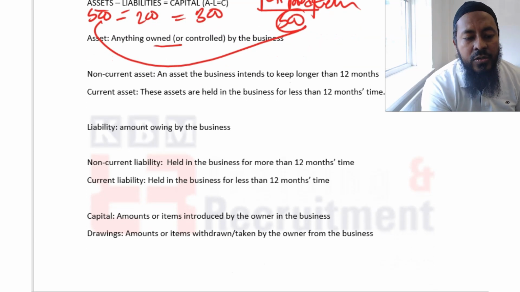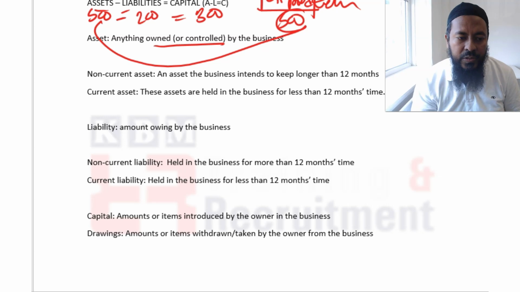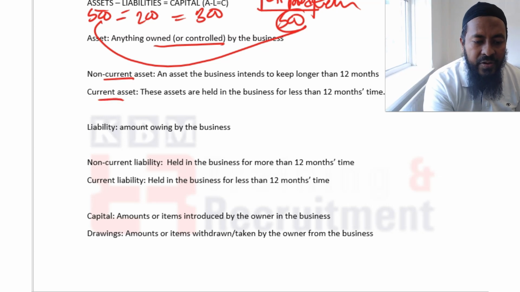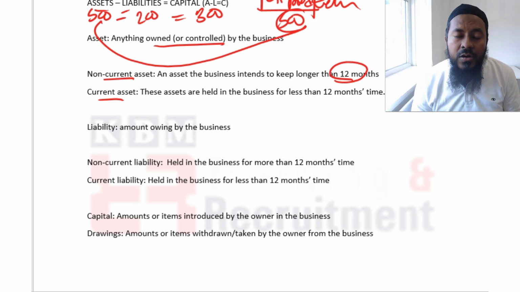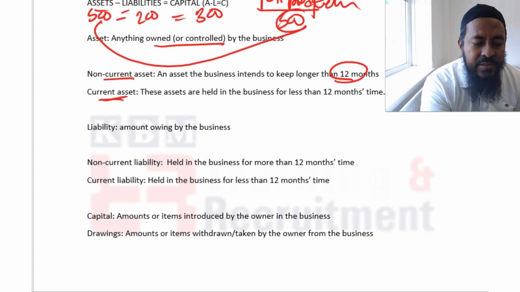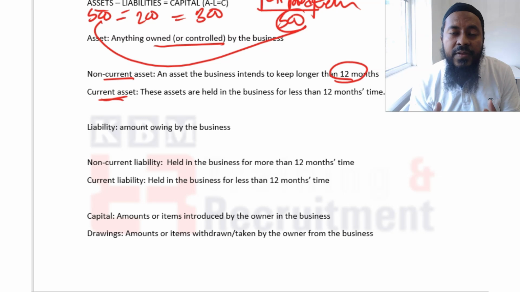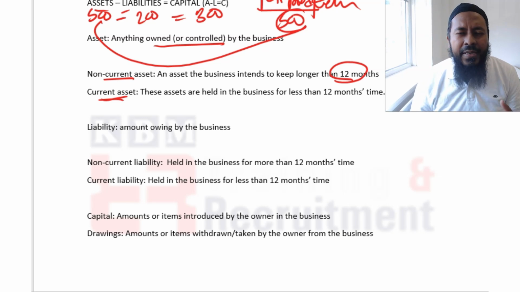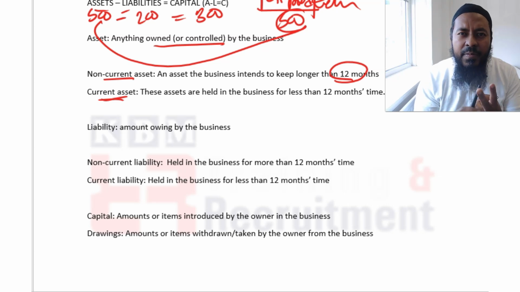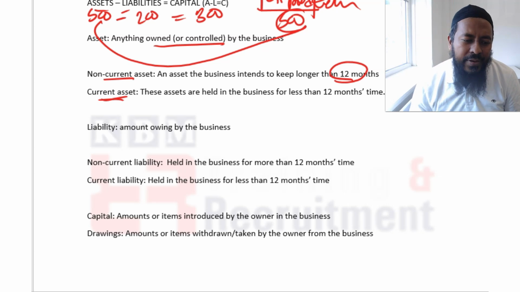Let's go a little more over assets and liabilities. Assets are items owned by the business, which you own. They could be non-current or current. Non-current assets are held in the business for more than 12 months: fixed assets, long-term assets like land and building, motor vehicles, office furniture. Current assets are utilized or held in the business for less than 12 months. Popular examples: cash, bank money, trade receivables, closing inventory. These are your current assets.